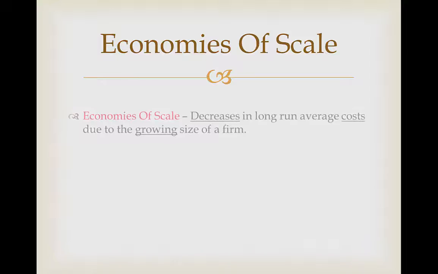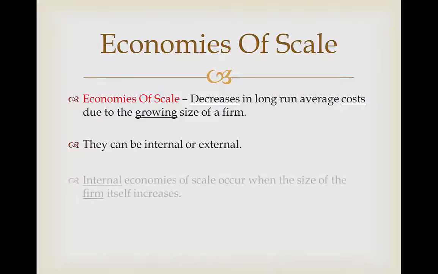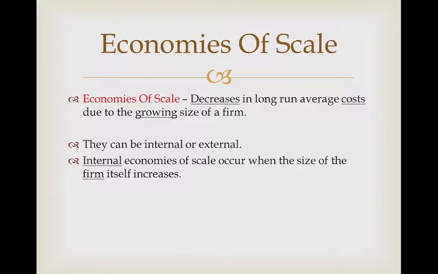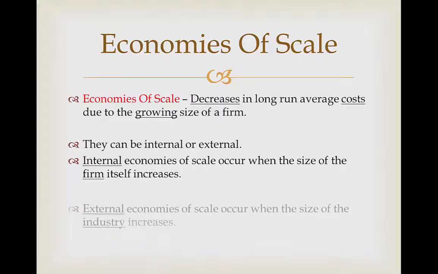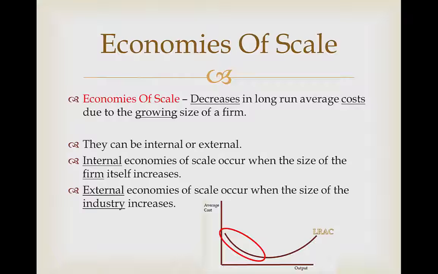First we'll look at economies of scale. Economies of scale is when the decrease in long-run average costs arises due to the growing size of a firm and an increase in output. They could be internal or external. Internal economies of scale refer to when the size of the firm itself increases, but external economies of scale occur when the size of the industry increases. And it's shown here. Clearly we can see that as the average cost decreases, output is increasing, hence showing an increase in the size of the firm.